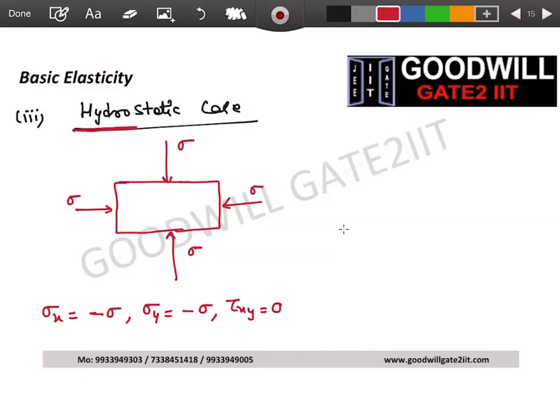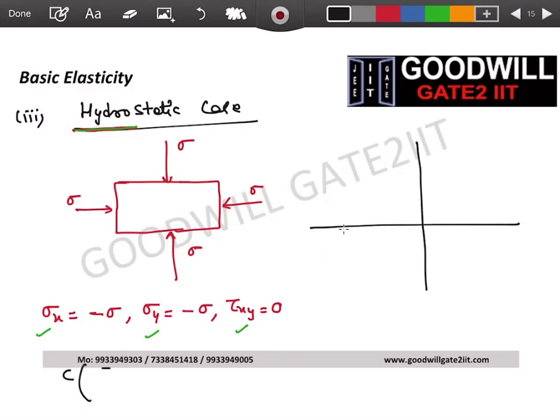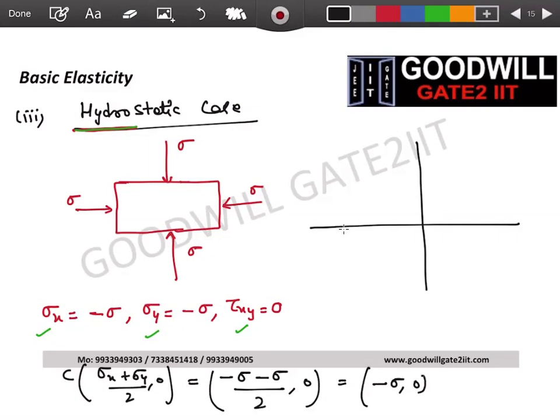Now for this case, forget about this naming. When you have sigma x same as sigma y and tau xy is zero, how will our Mohr circle look like? You people tell me. What is the center of Mohr circle, guys? It is sigma x plus sigma y divided by 2 comma 0. What is sigma x? Minus sigma. What is sigma y? Minus sigma, divided by 2 comma 0. So what is the center for this? Minus sigma comma 0. That means you are on the x axis on the negative side. So let's say this is my center, minus sigma comma 0. So I have calculated the center of Mohr circle.